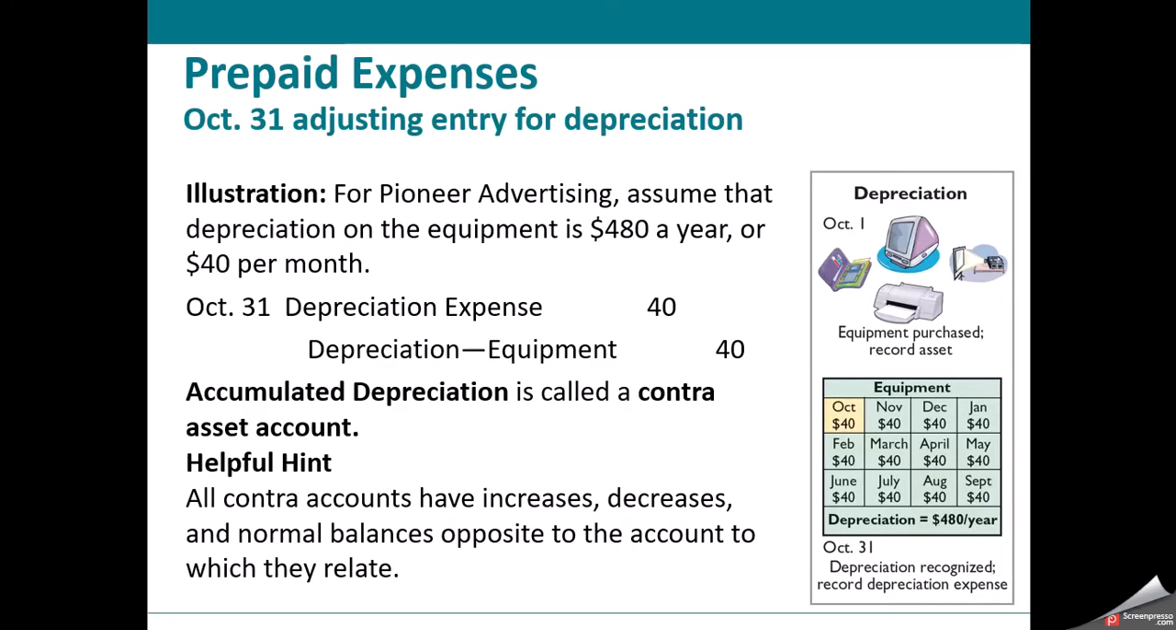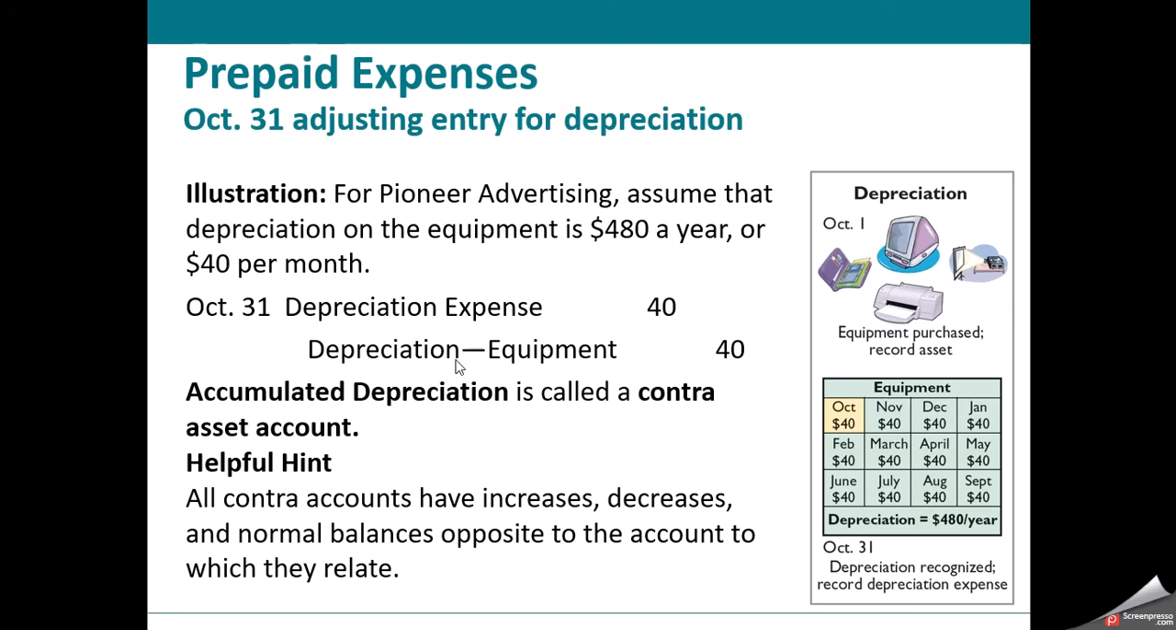So here's an example. We've got depreciation on the equipment at $480 a year, which is going to be $40 a month. So every single month we will do an adjusting entry where we debit depreciation expense for $40, and we don't credit equipment. We always want to leave equipment at whatever its historical cost was.